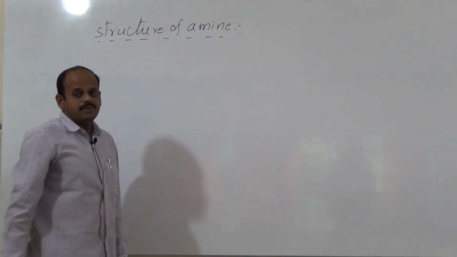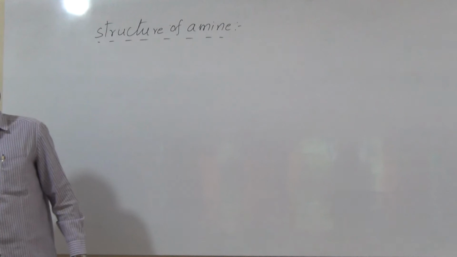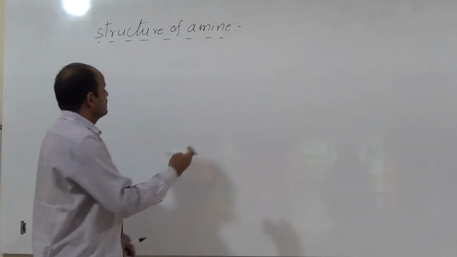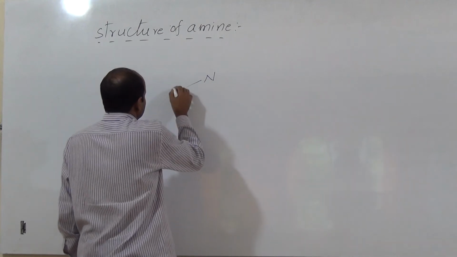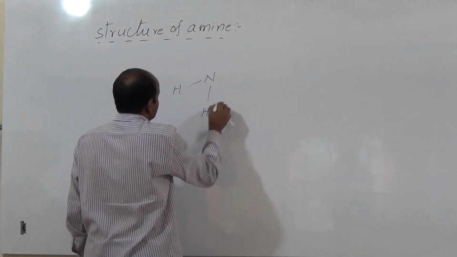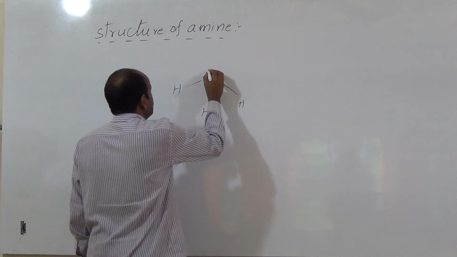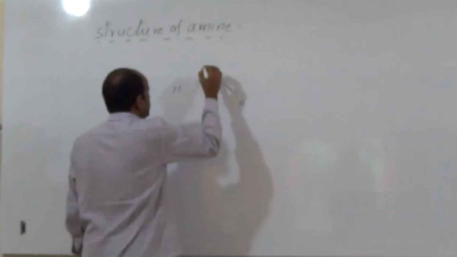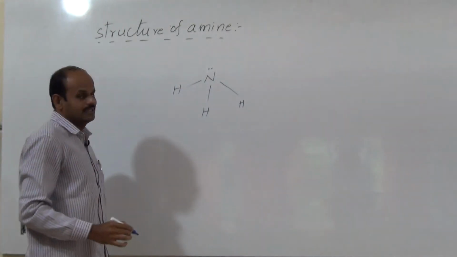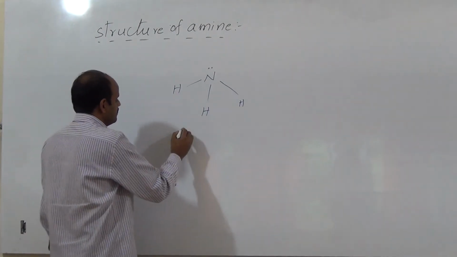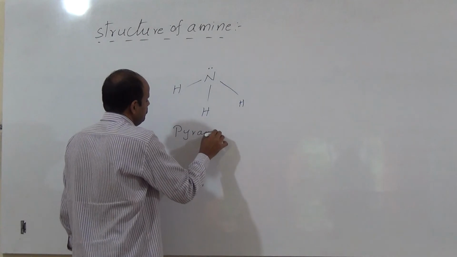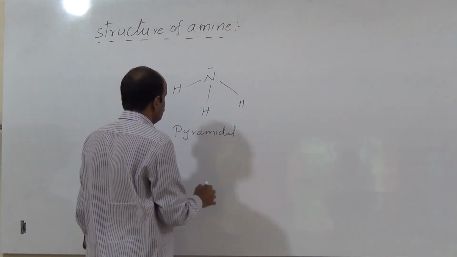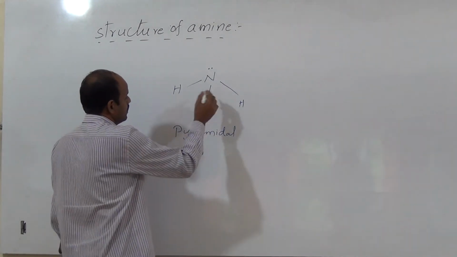Amines are nothing but derivatives of ammonia. Then what is the structure of ammonia? If you take ammonia, NH3, on the nitrogen atom a lone pair of electrons is present. Then what is the shape of this one? Pyramidal structure.